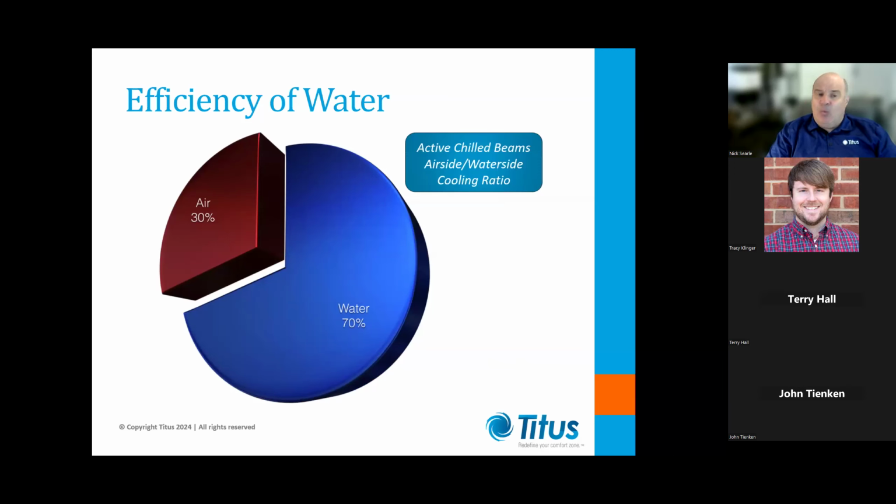But that air will also offer some sensible cooling on top of the latent cooling. Typically, we can expect to get about 30% of the overall cooling of the zones from the air, compared to 70% of the cooling being done with the water. So it's like this 30-70 sort of ratio. So why am I telling you this?